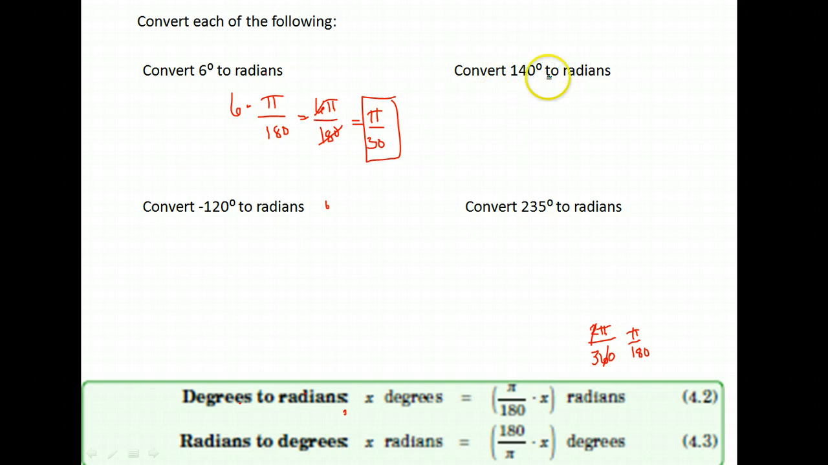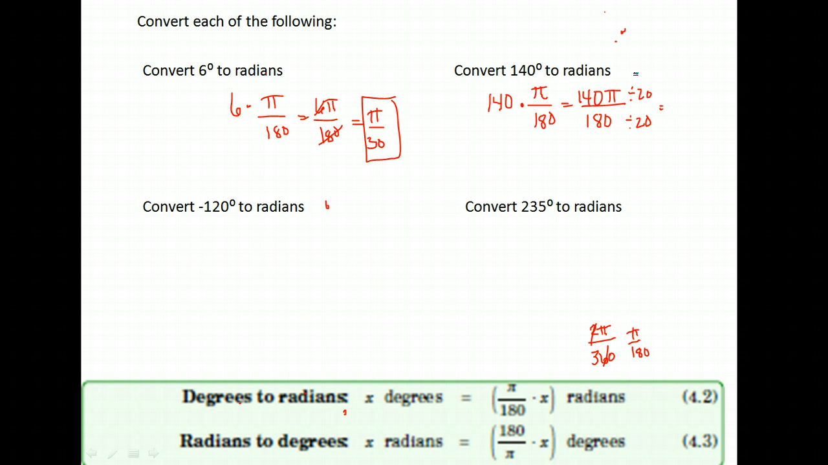Next, convert 140 degrees to radians. We use the same process. So we have 140, we multiply by pi over 180. That gives me 140 pi over 180, and then we just reduce that fraction. Notice the 140 and 180, 20 will divide evenly into each of those. So basically I'll write it out this way, a little more technically sound.